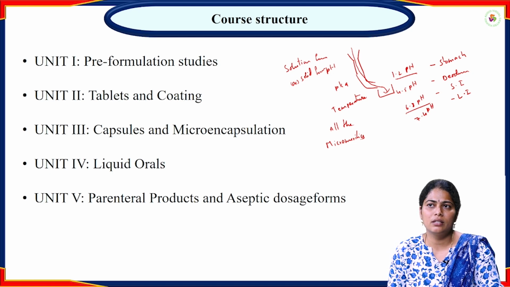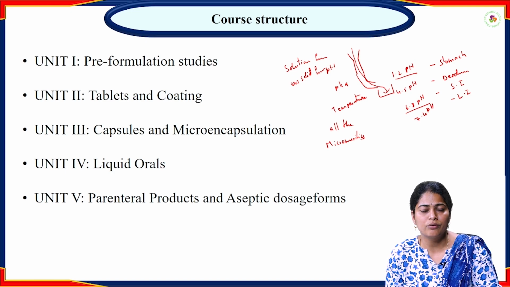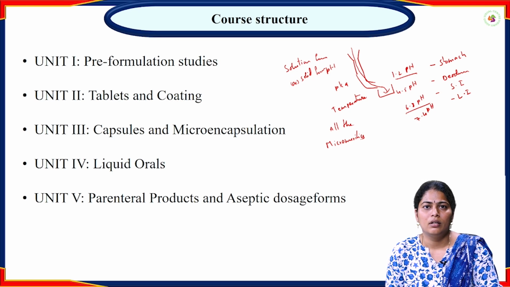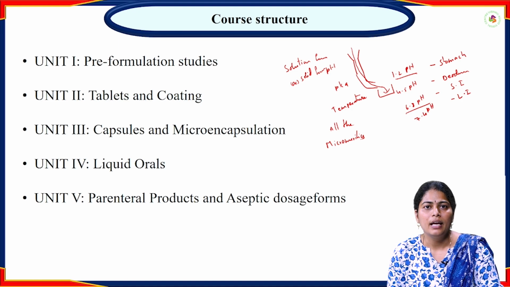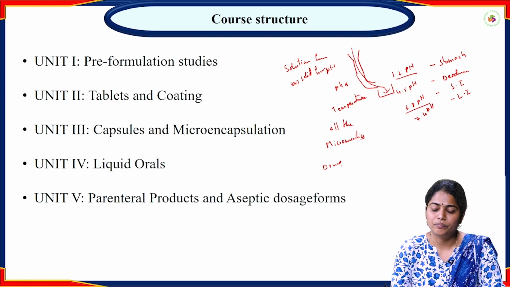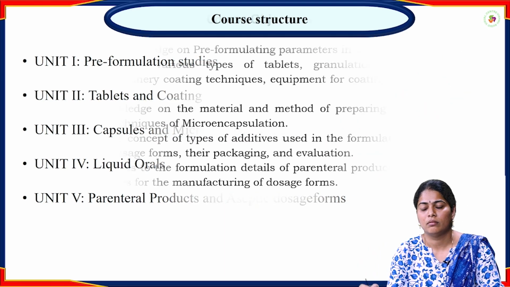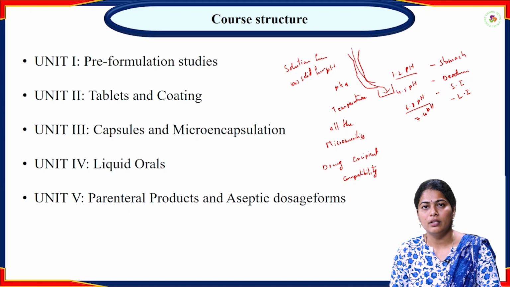So maybe, for example, some drugs are bitter in taste. If I would like to prepare an oral dosage form, I need to add some sweetening agent, which is an excipient. And to attract the patients, we need to add some colors. To improve patient compliance, we need to add some flavors. So like that, different excipients we use to prepare a dosage form. So that's why initially we need to check the drug excipient compatibility. So all this comes under preformulation studies.